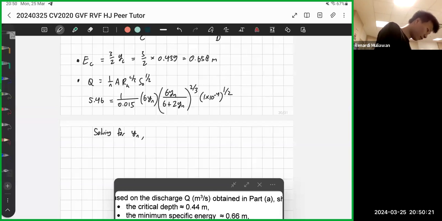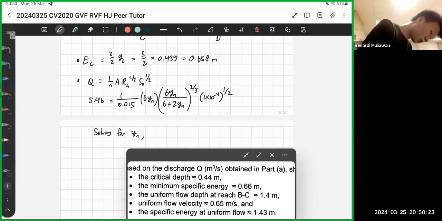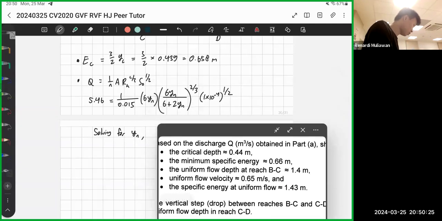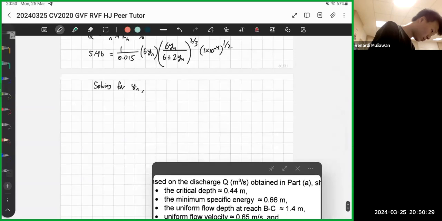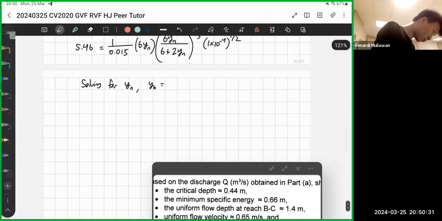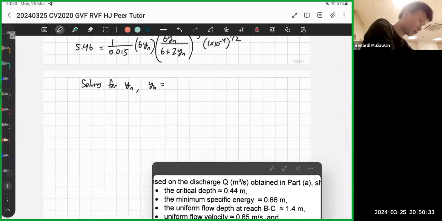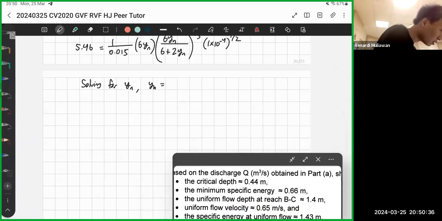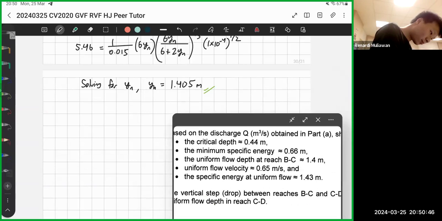So you solve. Okay, the solution is what? 1.4, right? I'll just use 1.4 as a guess. Wait for the calculator. So yeah, there. 1.405. So quite close. Okay, so YN done.